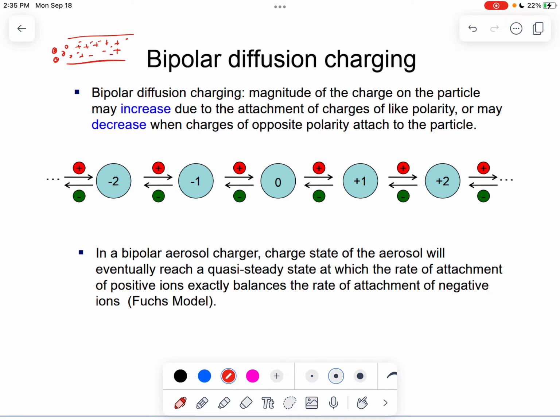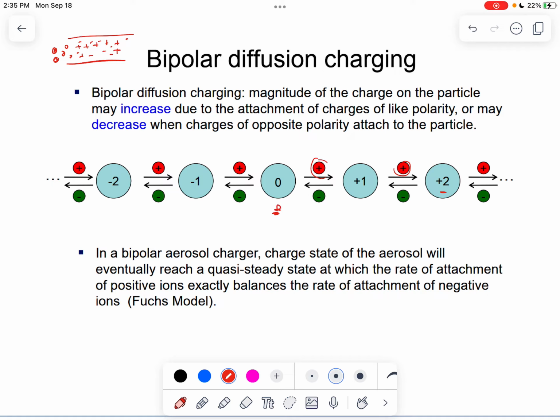So then we could consider how the particle charge is being transferred. For example, here you have a neutral particle, which can gain a charge by colliding with a positive ion. It can further gain a charge to +2 by colliding with another positive ion.